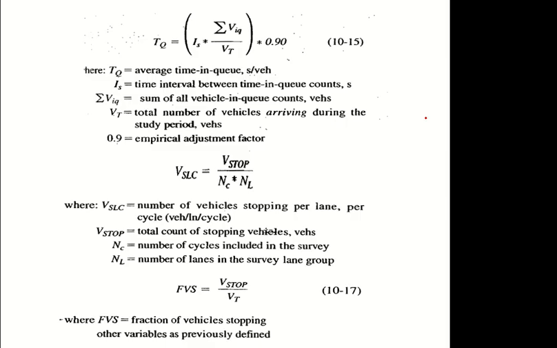Then we have the fraction of vehicles stopped, which is the number of vehicles stopped upon the total number of vehicles. Both of these counts are coming from observer 2: how many vehicles stopped and how many vehicles came in total. Both numbers come from observer 2.